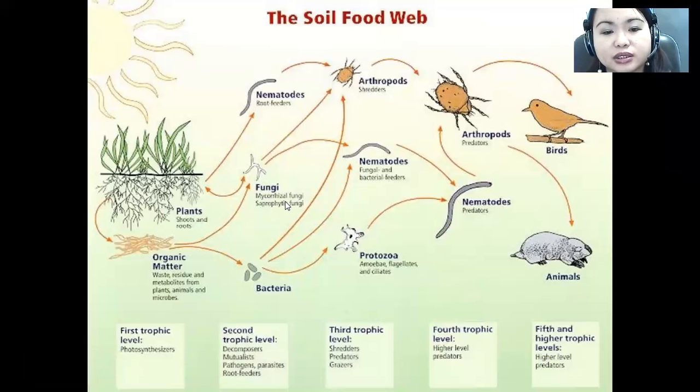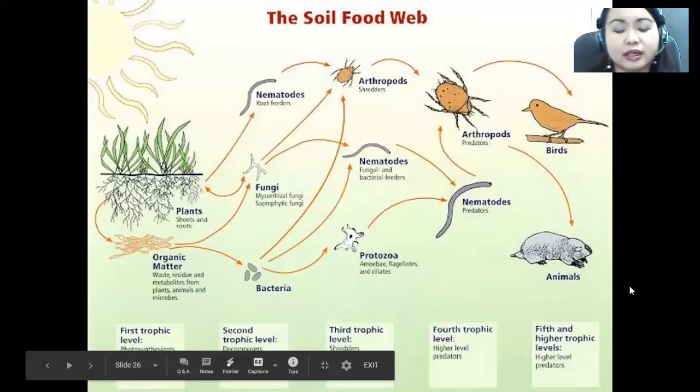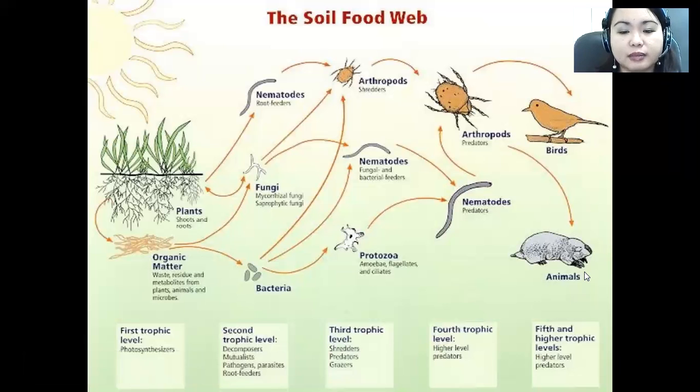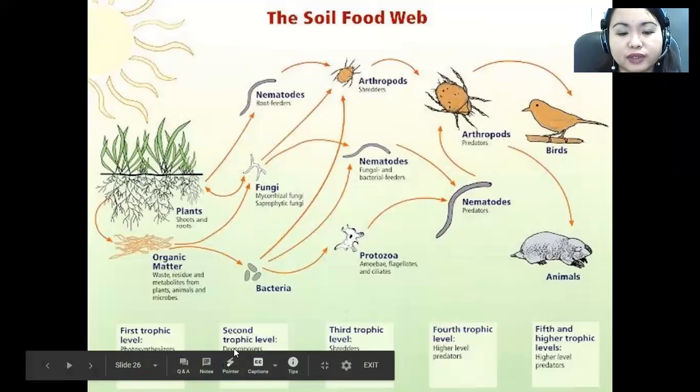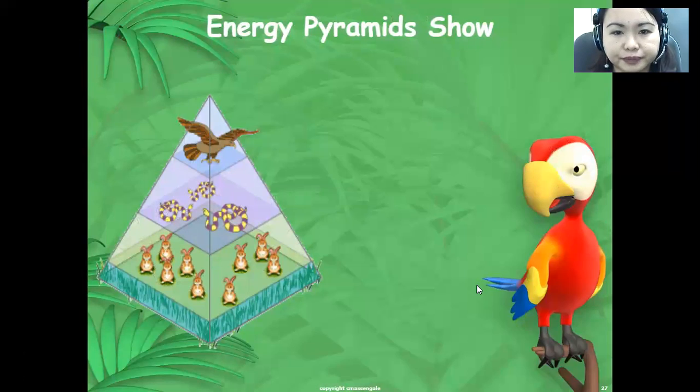In the same way, fungi can also be eaten directly by the nematodes or the arthropods. It then goes to the animals. So there could be the first trophic level, second trophic level, third trophic level, and the fourth and fifth and higher trophic levels, and so on.